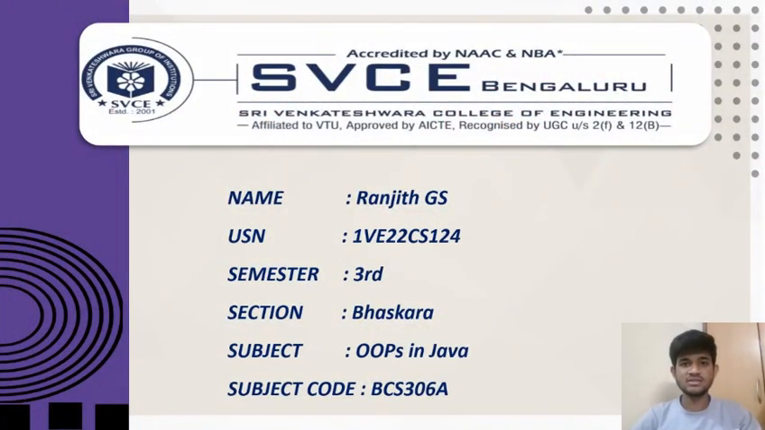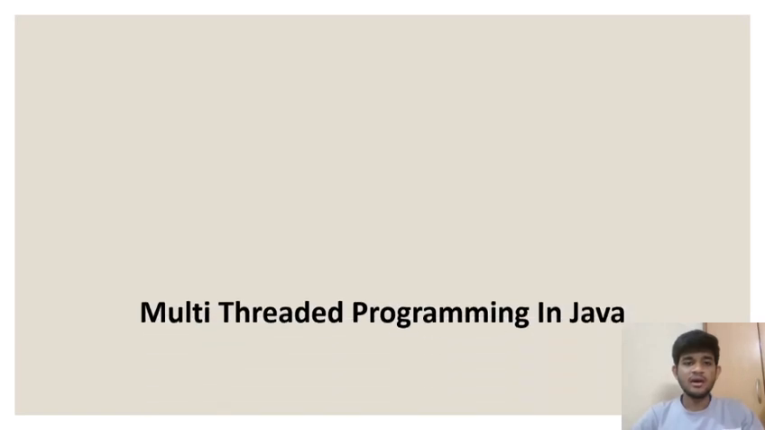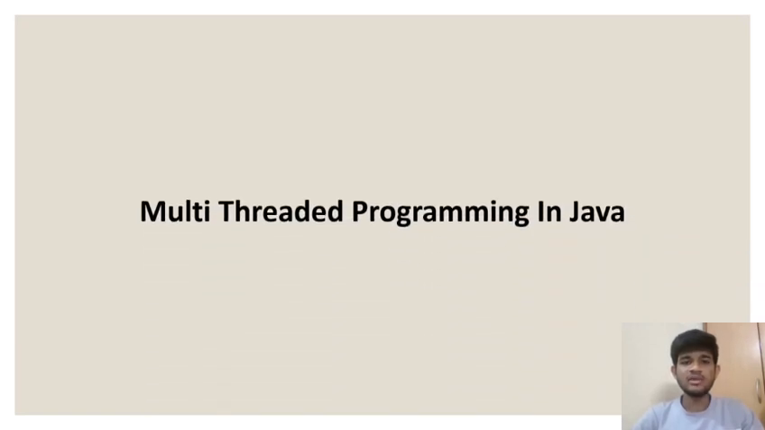I am Ranjit GS, a CSE student from Venkateswara College of Engineering, Bengaluru, currently studying in the third semester. In this video, I am going to discuss a topic related to OOPS in Java, that is Object-Oriented Programming in Java, and the subject code is BCS306A. The topic is multi-threaded programming in Java.